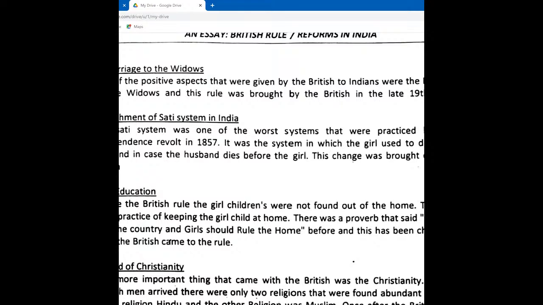Abolishment of the sati system in India. The sati system is another Indian practice. Before the 1857 revolt, it was the system in which a girl used to die with her husband in case the husband died. So the wife was to be buried alive with the husband. This was a very cruel practice in India at that time, and it was changed by the British.